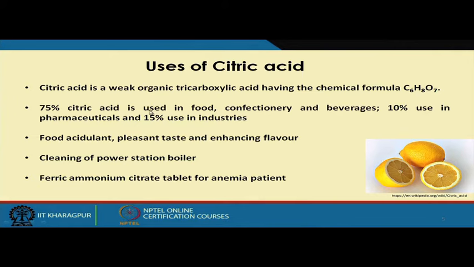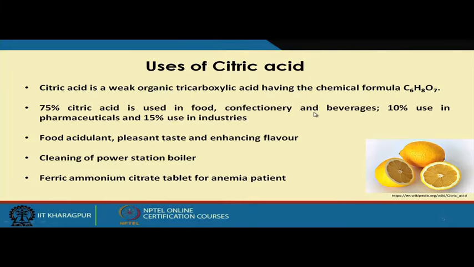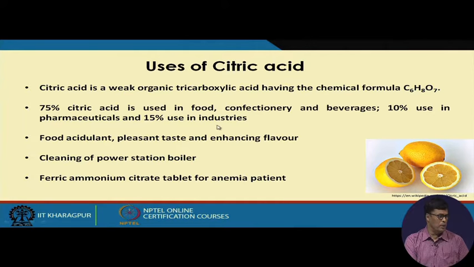75% of citric acid is used in food, confectionery and beverages. So most of the citric acid, because not only is it used for acidifying the product, but it gives a typical flavor, and 10% is used for pharmaceutical industries and 15% used by the other industries. The pharmaceutical industry mostly uses the citric acid anhydrous, and in the 75% food use and the industrial use, mostly we have CAM.